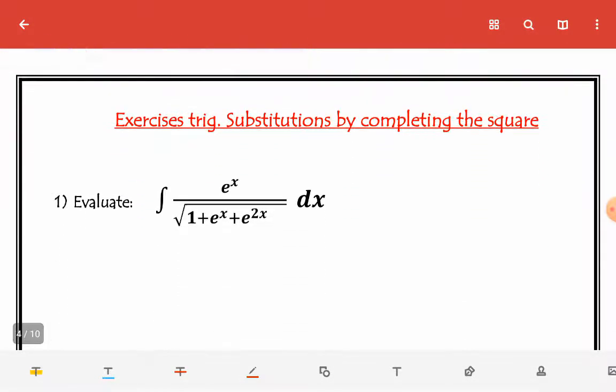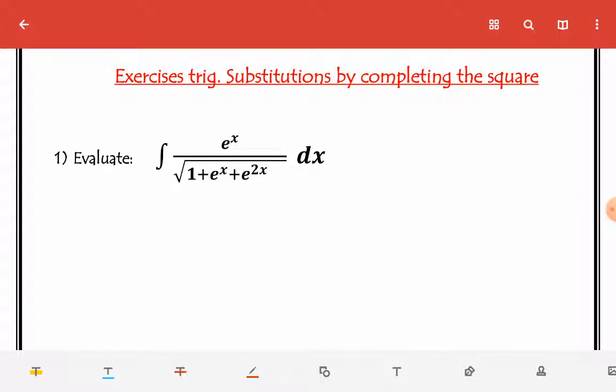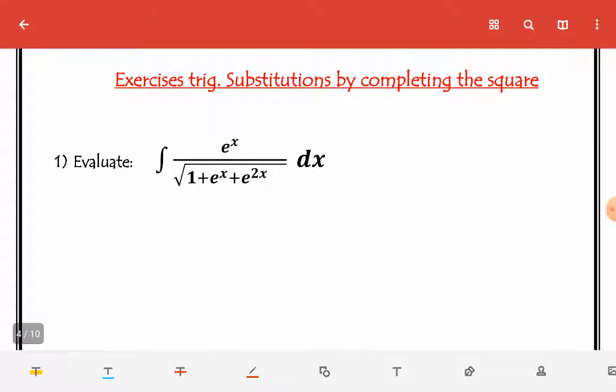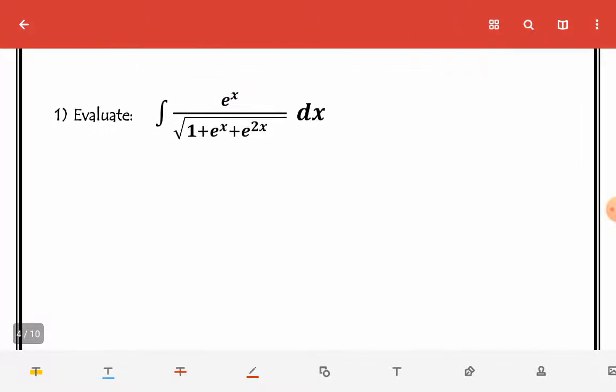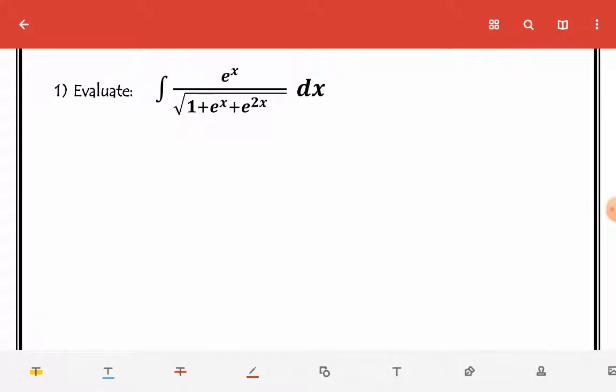Okay, guys, here is exercise 2. We will use trig substitutions and completing the square. So in this example, evaluate the integral of e to the power of x over root 1 plus e to the power of x plus e to the power of 2x. Yes, in the previous video last week, we learned how to complete the square. We should add b over 2 all squared to each side.